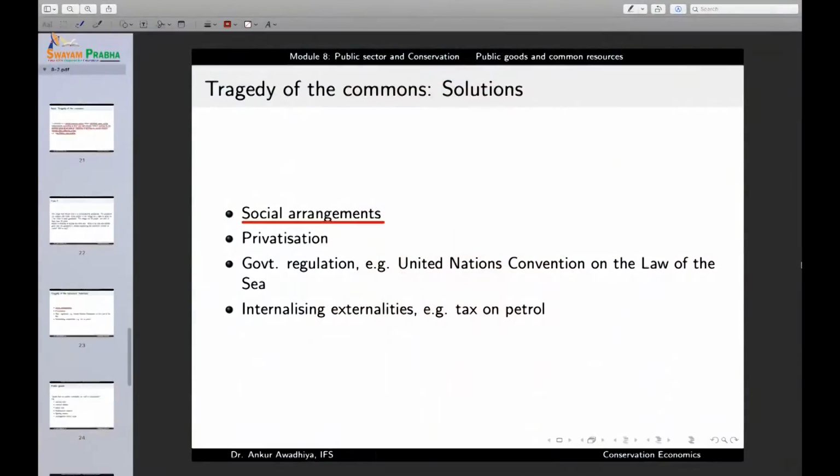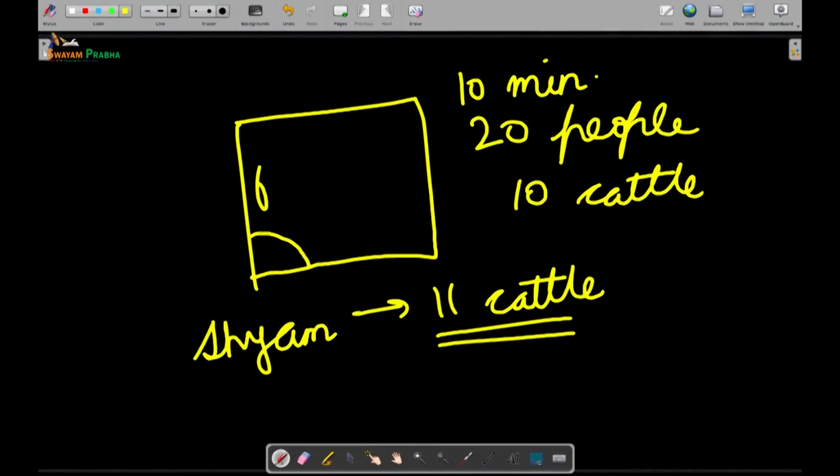Everybody getting 10 minutes for fishing with a specific size of net is again another social arrangement through which we can solve this problem. Or things like privatization. In privatization, we can make this farmland a private resource. So when it becomes a private resource, it becomes excludable and rival in consumption. Now it is already rival in consumption, but by putting the clause of excludability, we can say that if people have to bring in cattle inside, then for each cattle they will have to pay say 20 rupees. So the people who are bringing in more cattle will have to pay more.